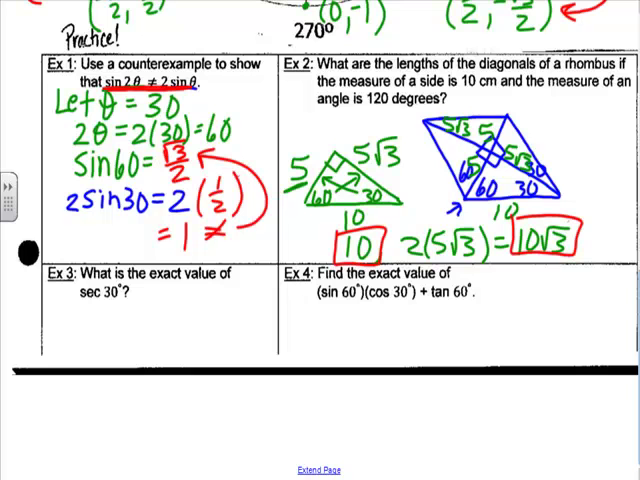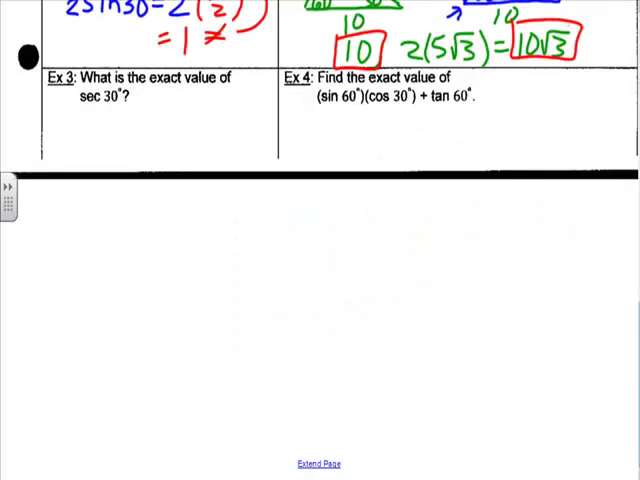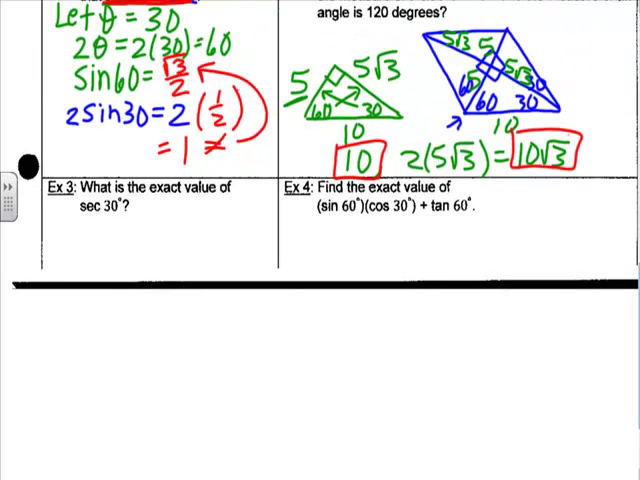Okay, so here is a more classic example of where you're going to have to be able to apply this. What is the exact value of sec 30? Now up above we talked nothing about sec, so this goes back to the last section. In the last section we learned that the secant of 30 has got to be equal to 1 over its reciprocal function, which is cos 30.